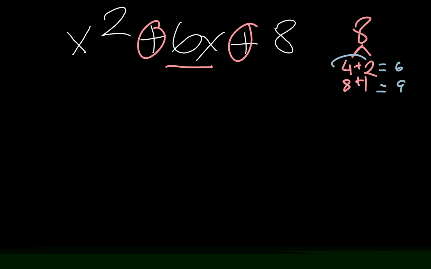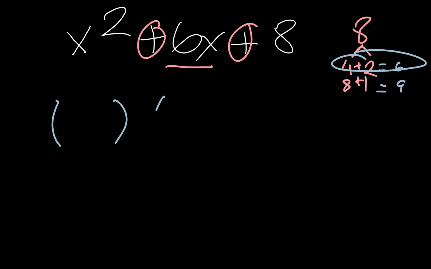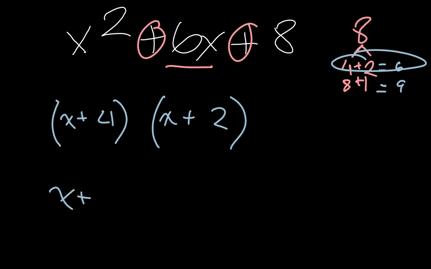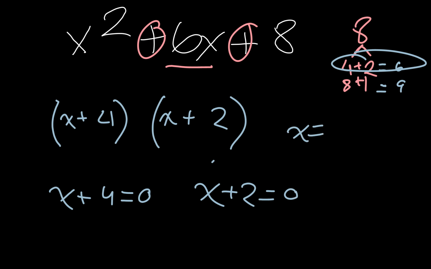So we'll be using this equation. Here we'll set up our parentheses, and we'll have a 4 here and a 2 here. And since we know they're both positive, we'll be putting an addition sign here and an addition sign here, and an x and an x value. From there, we have to set both of these equal to 0. So x plus 4 equals 0, and x plus 2 equals 0. And from there, we'll get our solutions. x is equal to -4, and x is equal to -2.